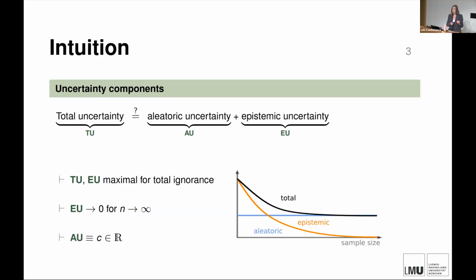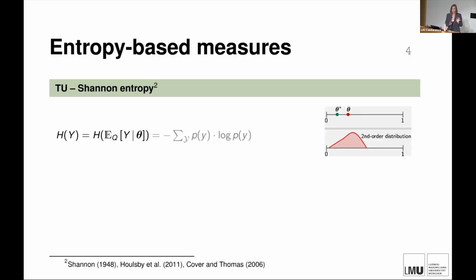For aleatoric uncertainty, on the other hand, this has nothing to do with our learning process at all, because this is just an inherent property of the data generating process and is not concerned with us learning about this process. So this one should be a constant throughout the learning process. Okay, so now we have settled that.